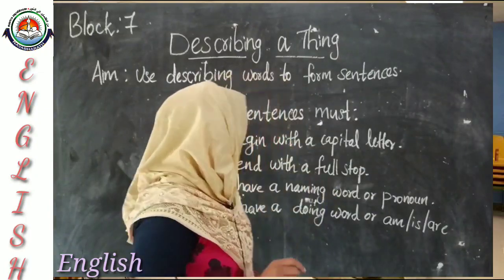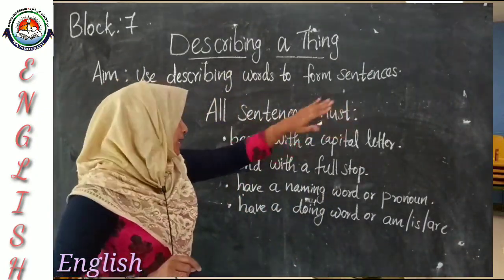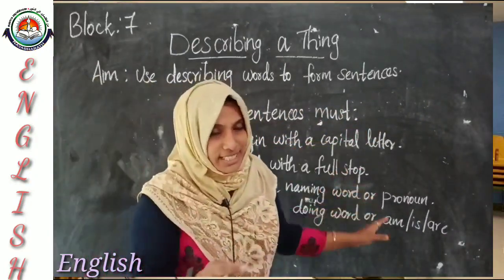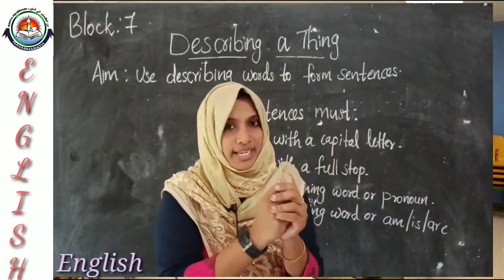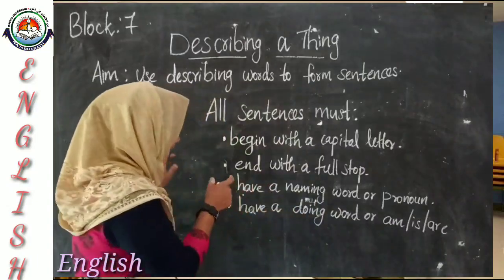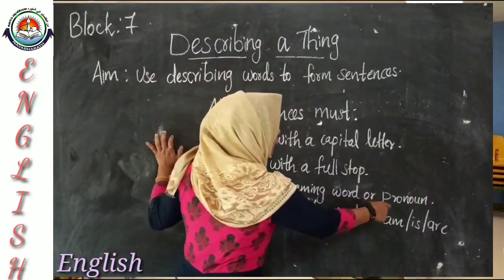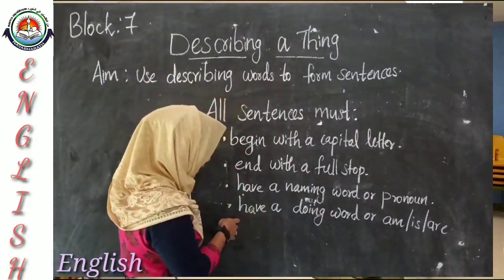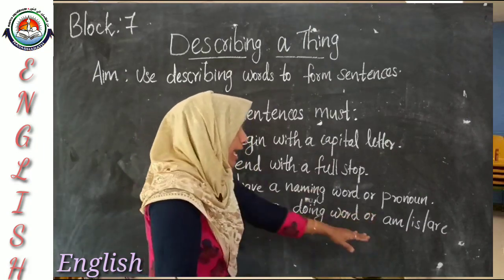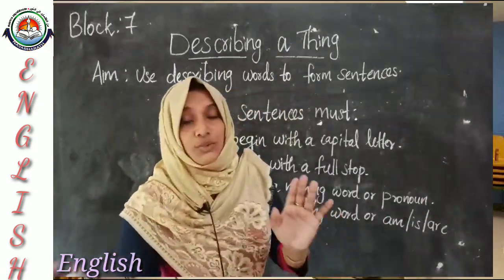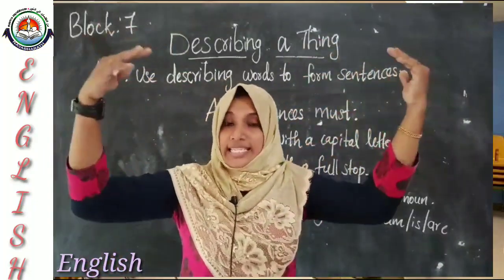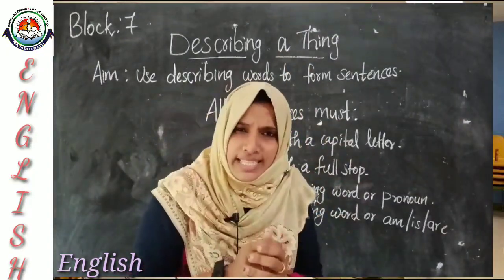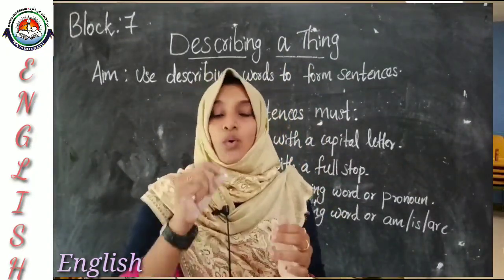So let's read the rules here. All sentences must begin with a capital letter and end with a full stop. So we have learned that the sentence always starts with a capital letter and it ends with a full stop, and that it has a naming word or pronoun like he, she, I, they, it. Then it has a doing word, or am, is or are. Doing words mean come, go, sit, stand, words like this that we also use in the sentence. So these are important rules that we have to keep in our mind while writing the sentence.